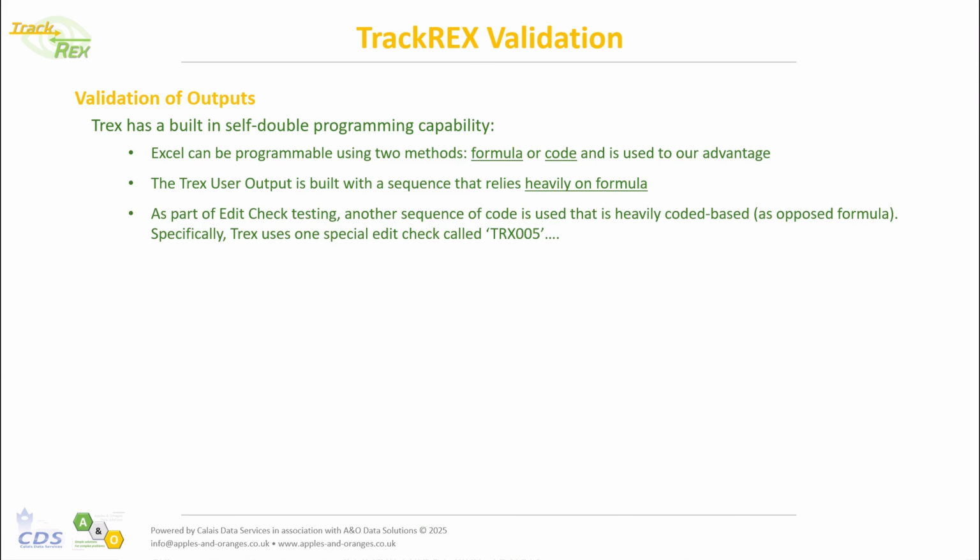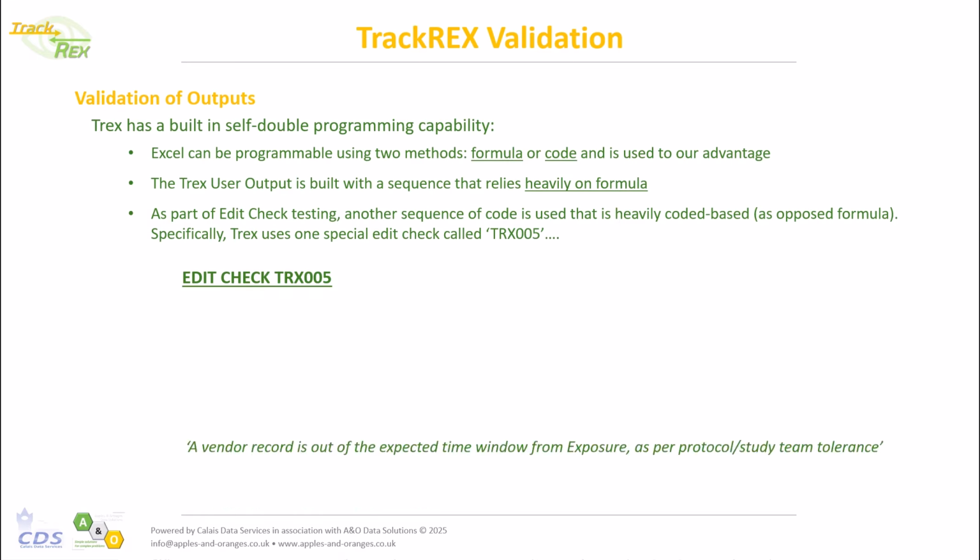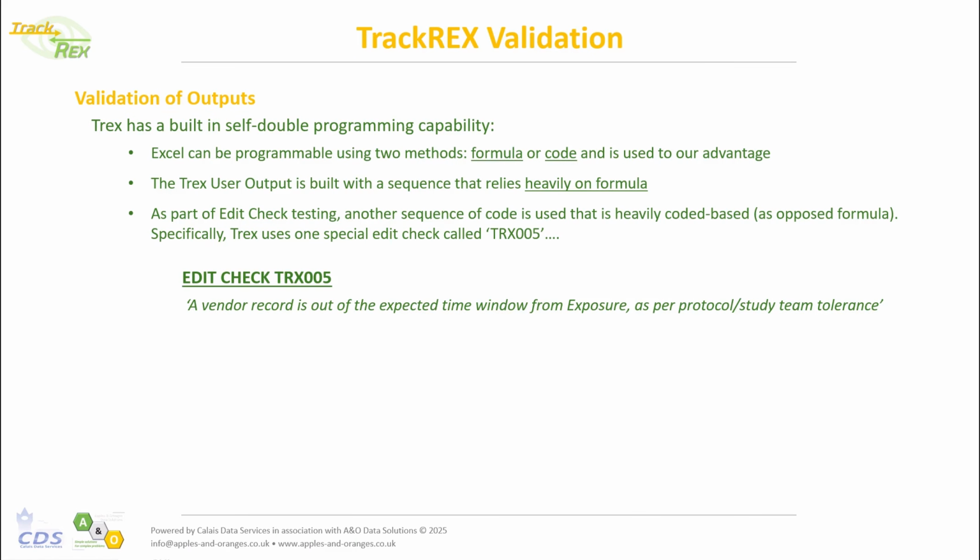As part of edit check testing, another sequence is used that is heavily code-based, as opposed to formula. Specifically, TrackREX uses one special edit check called TRX 005. This is an edit check that checks if a vendor record is out of the expected time window from exposure, as per protocol study team tolerance. This is not just an ordinary edit check. It is an ever-present edit check, one that is never switched off.